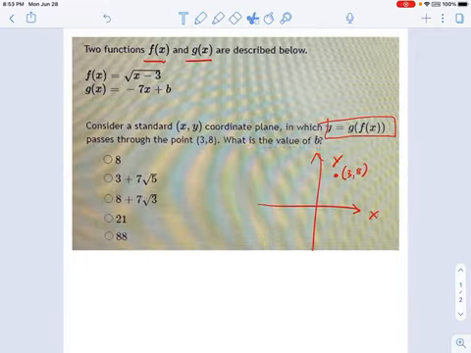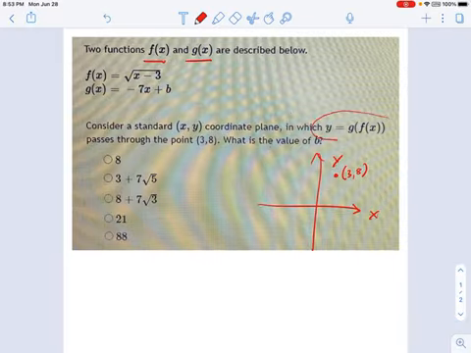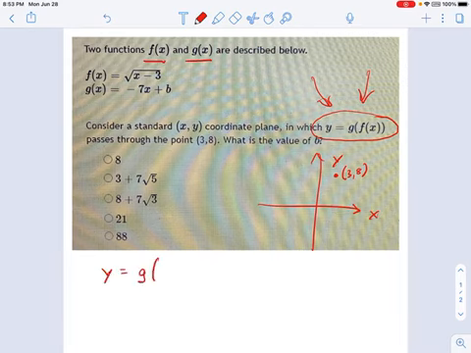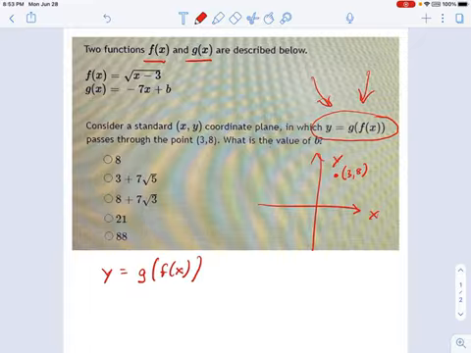I think this is the important point: when it says in which y equals blah, blah, blah passes through the point, what they're talking about is an equation of a line right here. So let's figure out what this is. If we can figure out what that is, I'll bet we could solve the rest of it. So I'm going to say y equals g of f of x. What is that thing? Well, f of x is right up here. That's square root of x minus 3. So this is g of square root of x minus 3.